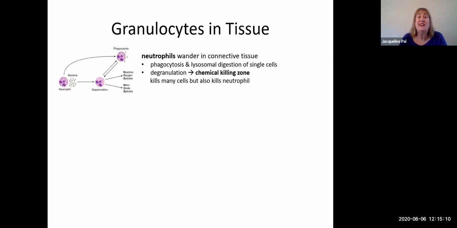And that is by releasing their granules and creating a chemical killing zone all the way around them. It kills all these cells, both good and bad nearby, and it also kills the neutrophil itself. But this is much more effective than individually going and killing one pathogen at a time.